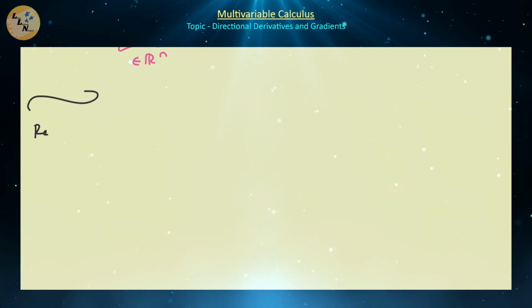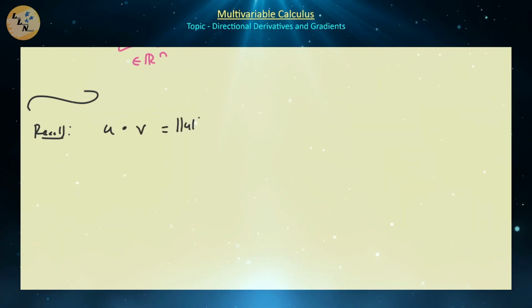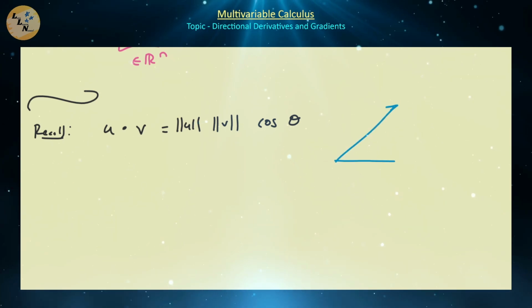So let's recall something from linear algebra. Remember that the dot product between two vectors u and v can also be represented as the norm, or the length of u, times the norm, or the length of v, times the cosine of the angle theta between these two vectors. So if we look at this from a two-dimensional projection standpoint, and let that be u and let that be v, then this angle between them is going to be equal to theta.